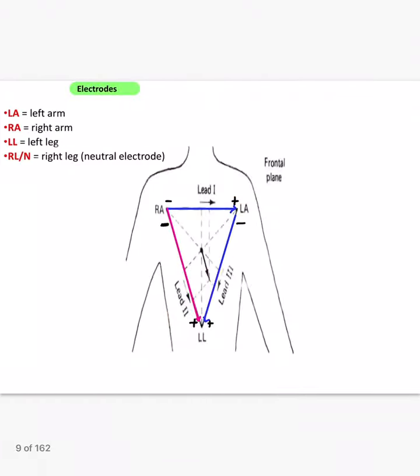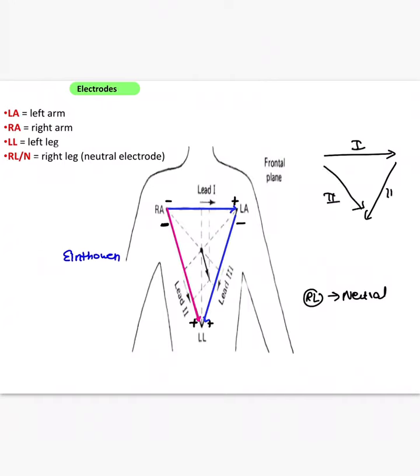Now coming on to the electrodes. This is basically the Einthoven triangle, the guy who was awarded the Nobel Prize. So what happens here? This is the right arm and left leg. The right leg is neutral, so we don't consider it here. From the right arm, which is negative, to the left arm, it goes like this. Then from the left arm to the left leg, so a triangle is formed. This is lead 1, this is lead 2, this is lead 3.